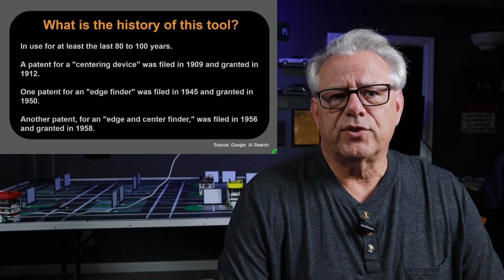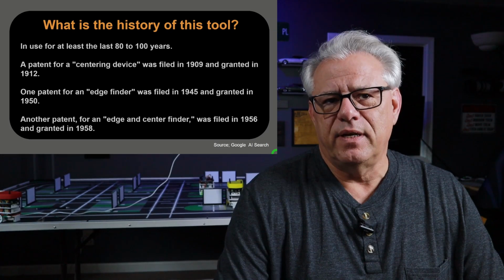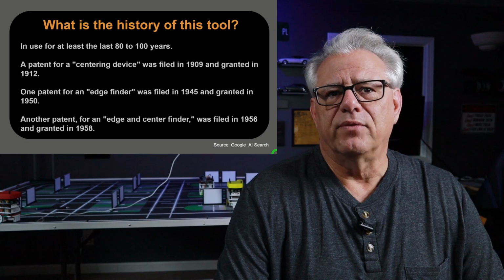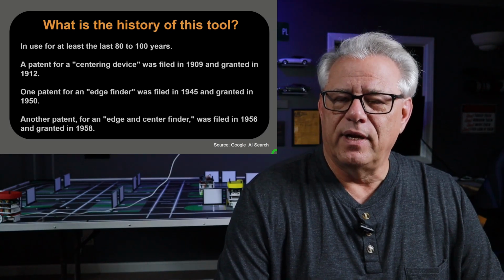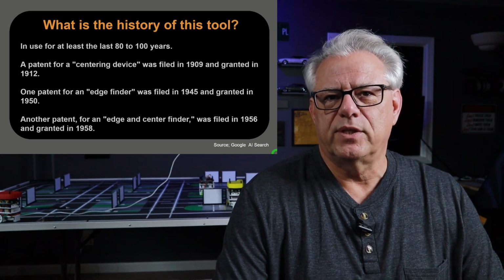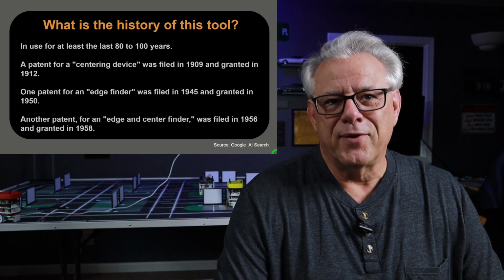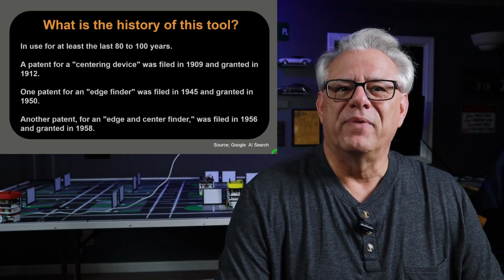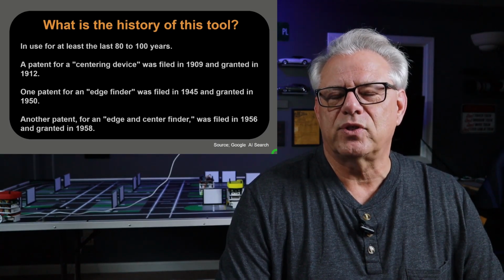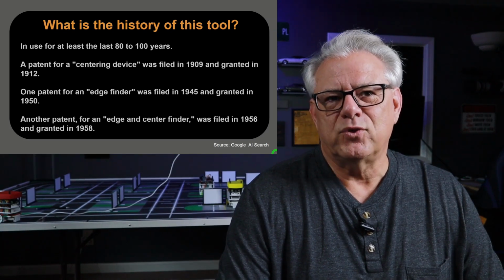A patent for a centering device was filed in 1909 and granted in 1912. Another patent for an edge finder was filed in 1945 and granted in 1950, and that's most likely really what we're seeing today and what I'm showing you now. Then another patent was also for an edge finder and a center finder. So I'm thinking at that point was when they introduced the conical point, and that was filed in 1956 and granted in 1958.